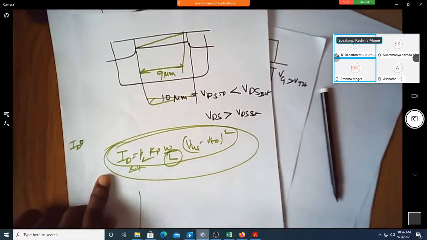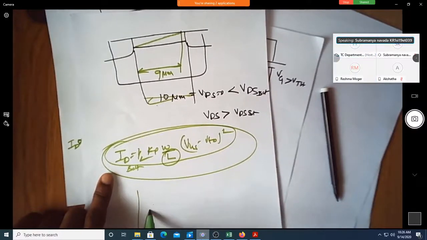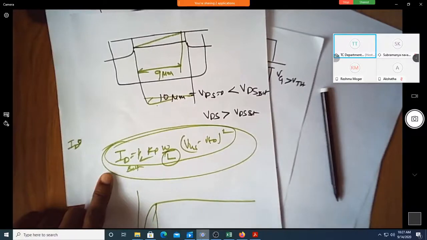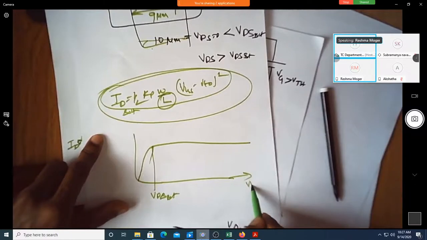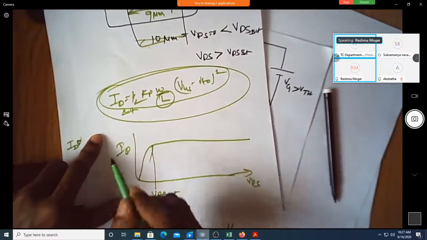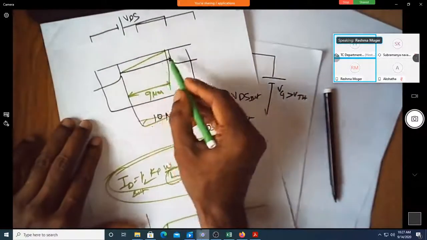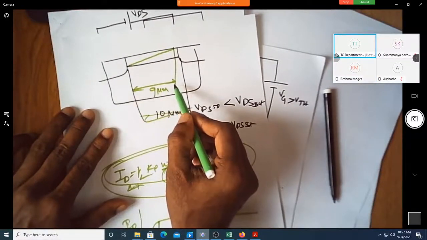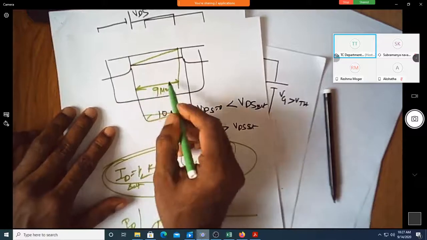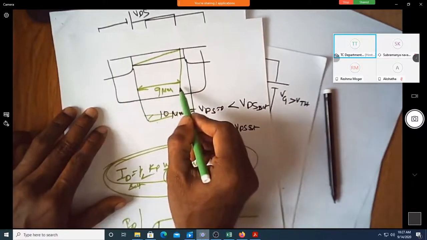ID sat. We assumed initially the current remains constant anything beyond VDS sat. Correct? This is what we assumed. But this assumption is wrong, because we never considered this variation in the length of the channel. We didn't consider this change in the length of the transistor.